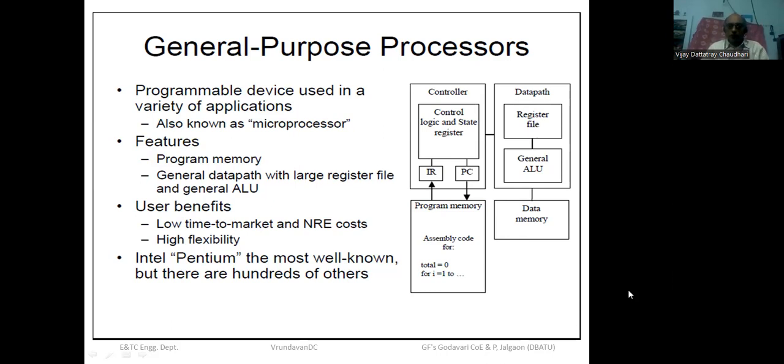Once you have decided to develop a product which is useful to society, and the idea comes into your mind, the time required to finally produce that device and send it to the customers for sale is called time to market. It has high flexibility, meaning you just need to change the software or the package or the app and then use it. Intel Pentium is the most well known, but there are hundreds of others also. These are the general purpose processors.